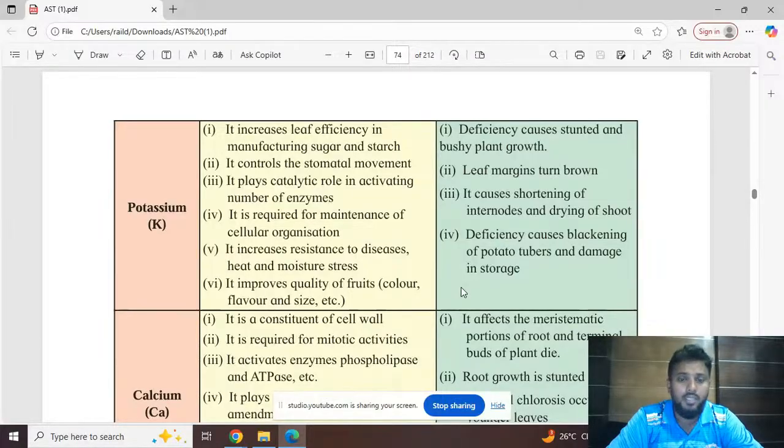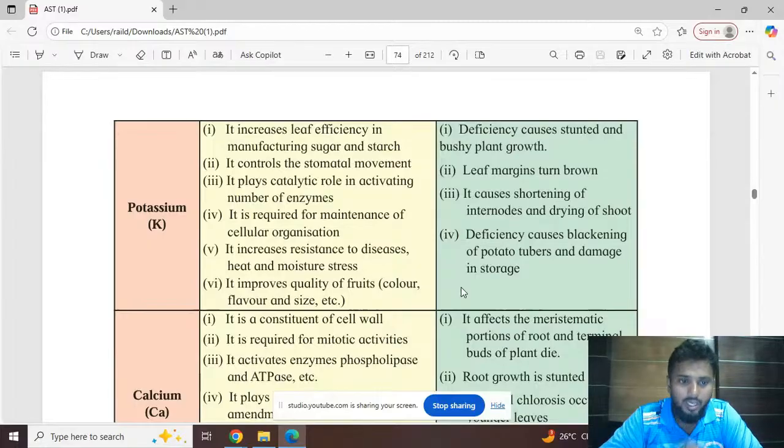Then it plays a catalytic role in activating different kinds of enzymes. Okay, catalytic role means what? It fastens the reactions. Enzymes are already catalysts, and potassium becomes a catalyst for the activating of enzymes. The next is it is helpful in maintenance of cellular organization.